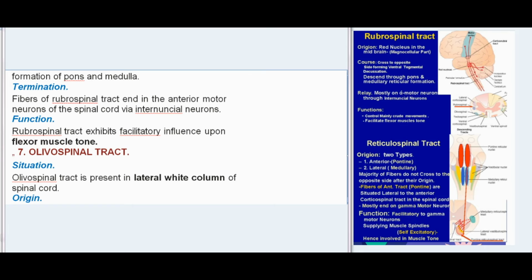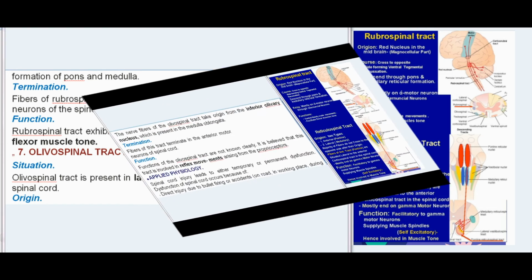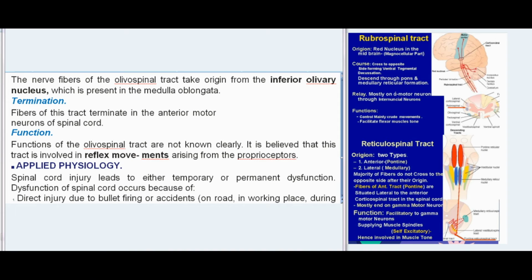7. Olivospinal tract. Situation. Olivospinal tract is present in lateral white column of spinal cord. Origin. The nerve fibers of the olivospinal tract take origin from the inferior olivary nucleus, which is present in the medulla oblongata. Termination. Fibers of this tract terminate in the anterior motor neurons of spinal cord.